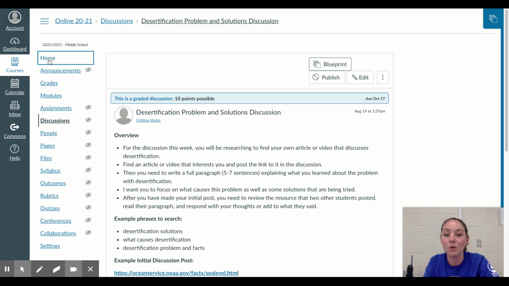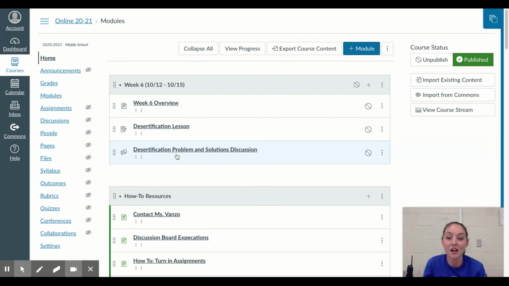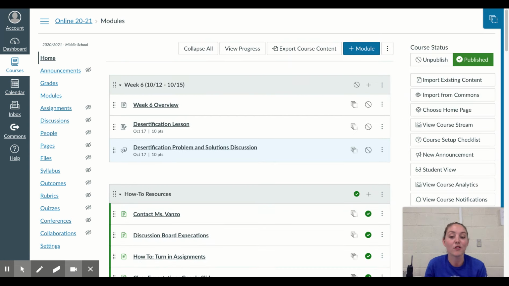All right, and once you do that, you should have a good idea of what desertification is. So that way next week you can put your engineer hat on and come up with some ways to re-green the desert.